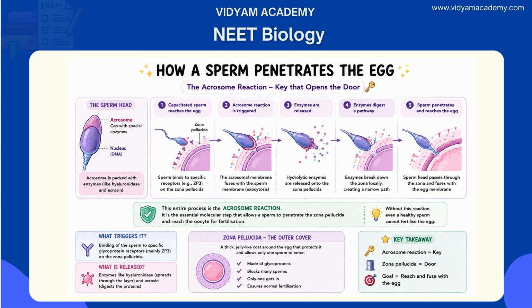the oocyte plasma membrane. This entire process is called the acrosome reaction, and it is the essential molecular step that converts zona binding into actual sperm penetration. Without it, even a capacitated sperm cannot fertilize the egg. This is the right explanation for what question number 4 demands.